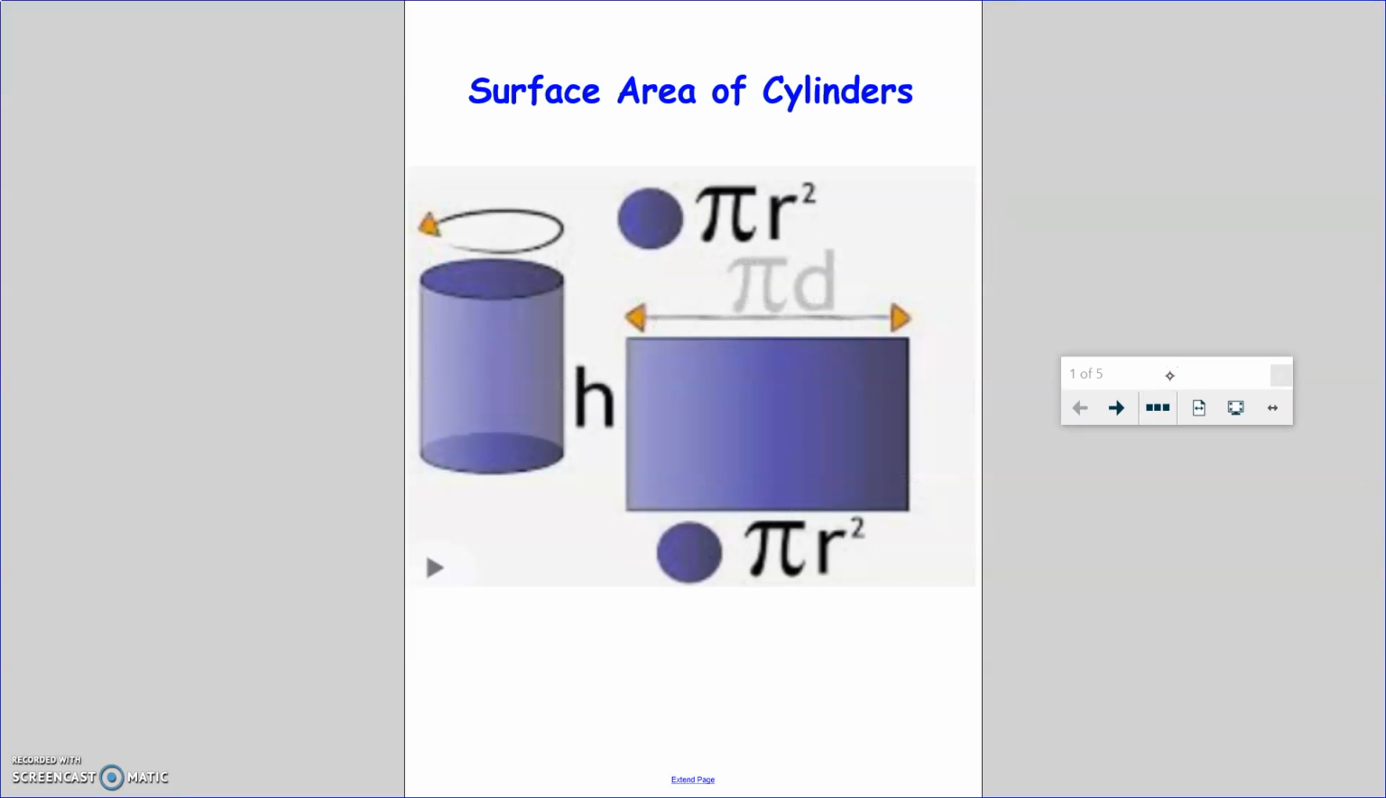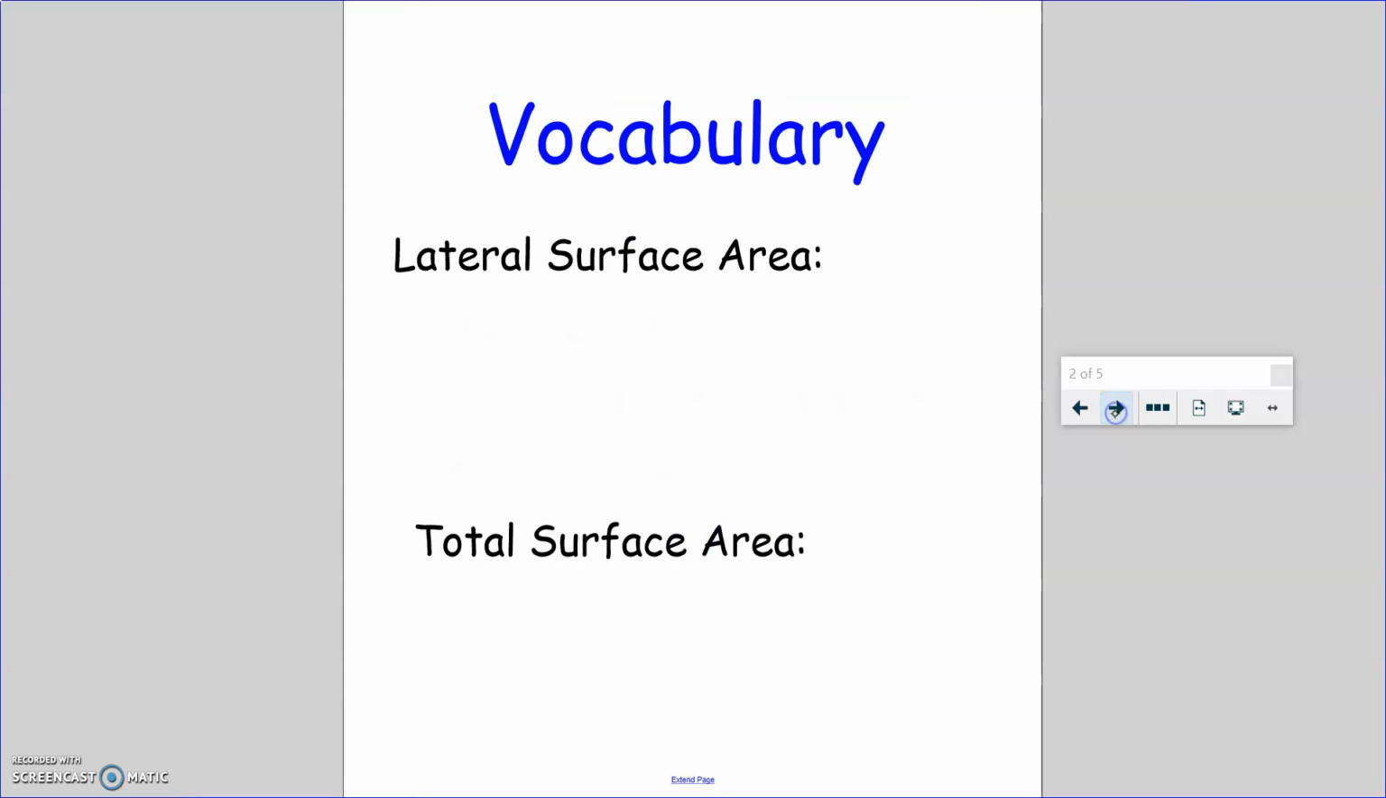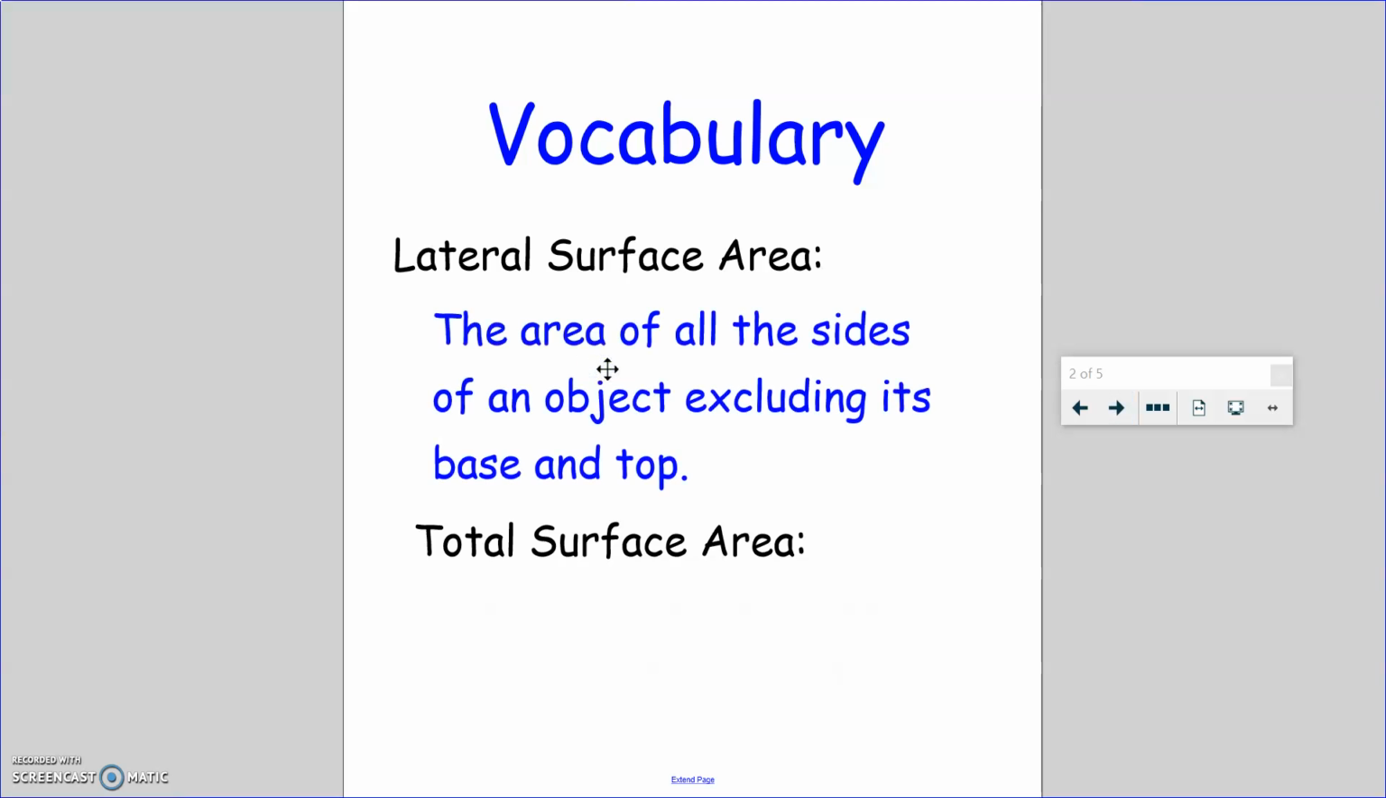Okay, so today we're going over surface area of cylinders. First we have some vocabulary. First, you're going to write the definition for lateral surface area. Lateral surface area is the area of all the sides of an object, excluding its base and top.